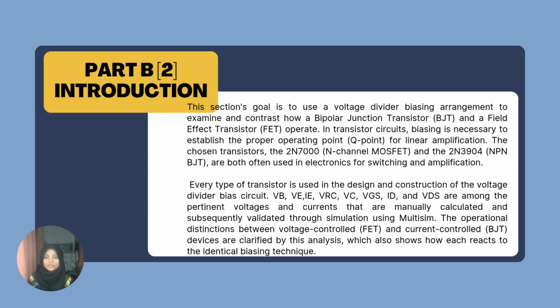the FET 2N7000. This section's goal is to use a voltage divider biasing arrangement to examine and contrast how a bipolar junction transistor (BJT) and a field effect transistor (FET) operate. In a transistor circuit, biasing is necessary to establish the proper operating point (Q point) for linear amplification.